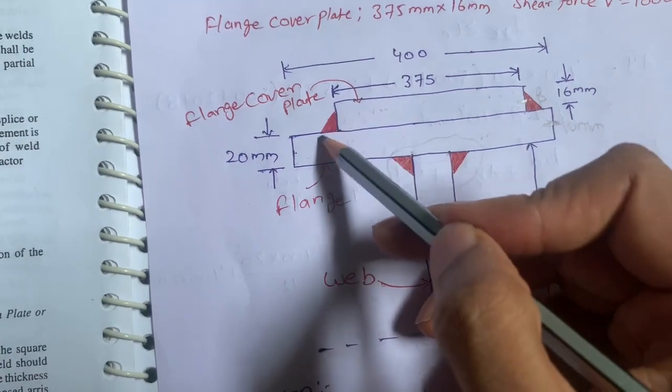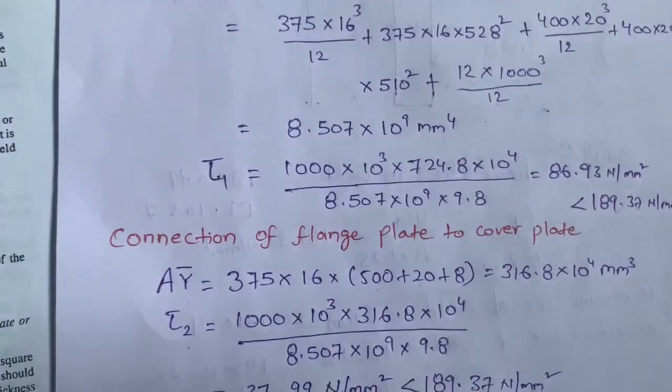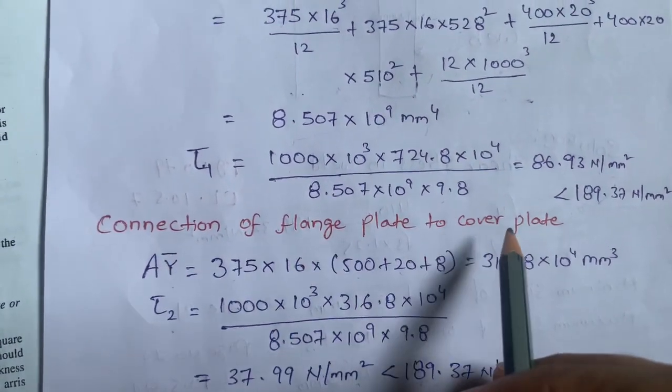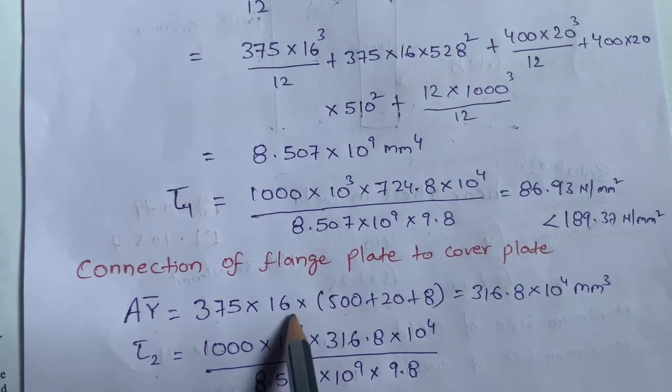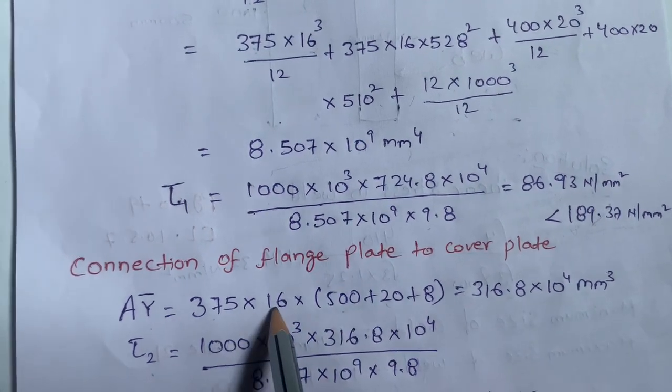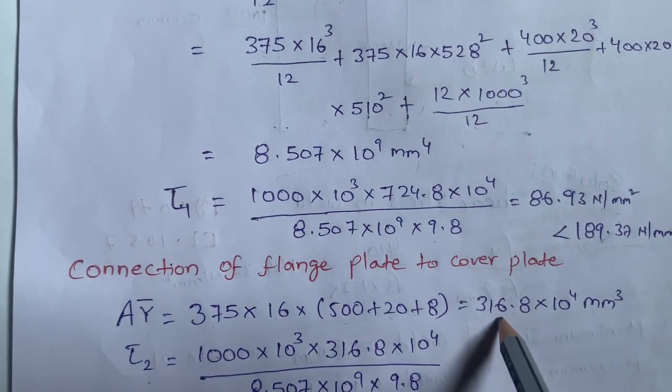Now we are going to calculate this portion, the flange plate to cover plate. That's why I wrote here connection of flange plate to cover plate. Using the same formula A into Y bar for the flange cover plate, that is 375 into 16 mm as area, and 528 I already told you. After calculating this I got the value.